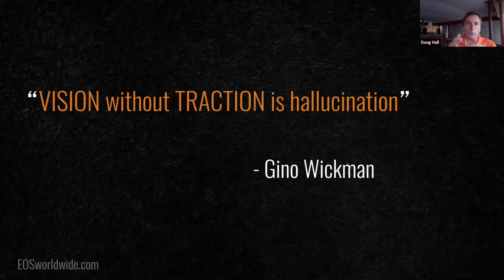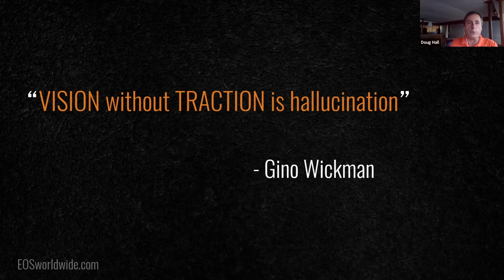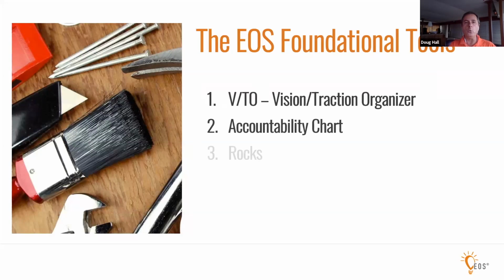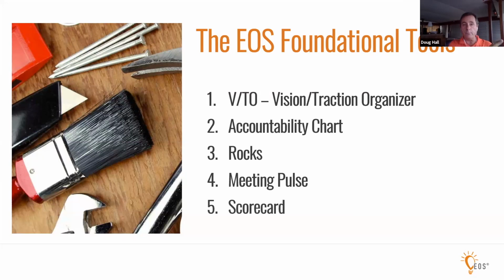Our author took a little saying from Albert Einstein, if I'm not mistaken, turned it around and said, vision without traction is hallucination. So the balance of the two, the right vision, the right traction, gets you to where you want to go.